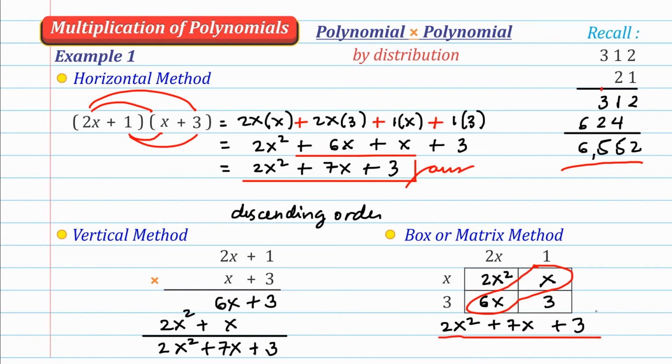So, we get the same answer just like the previous 2 methods. So again, just like the vertical method, box or matrix method is a little more organized. Therefore, still much better than the horizontal method.